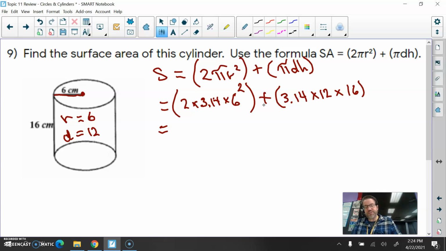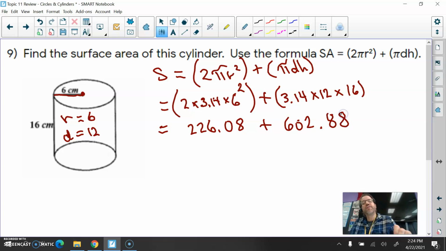So that first set of parentheses, 2 times 3.14 times 6 squared, should be somewhere around 216. Let's see what we get. Ooh, 226.08. So my estimate was pretty close. 226.08. Plus, and then over here, 3.14 times 12 times 16. That equals 602.88. Now I just have to add these together and let's see what we get.